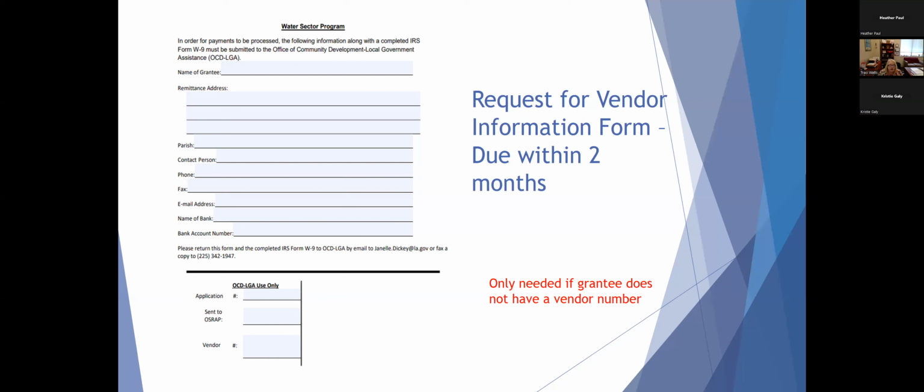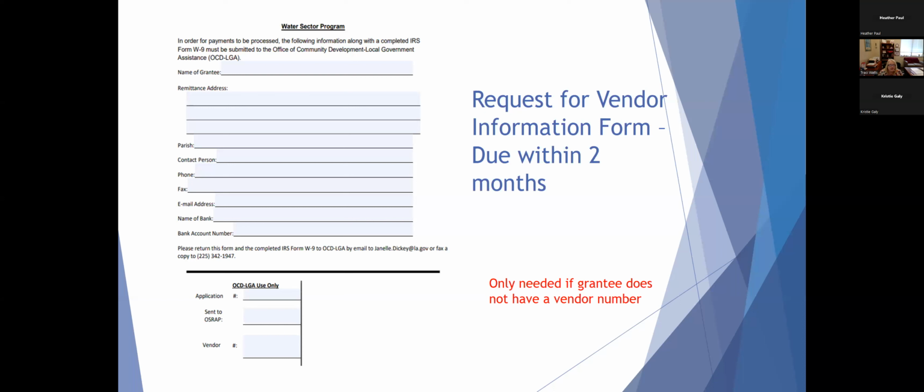The form is pretty self-explanatory. You put your name and the address, the parish that you're located in, who the contact person is for the system, and who you would like for us to contact if we have information or questions, a phone number, a fax number, an email address, the name of the bank, and the bank account number.